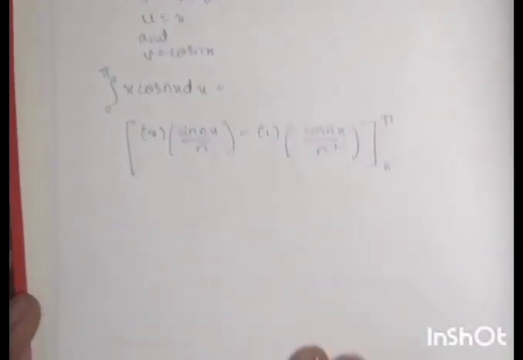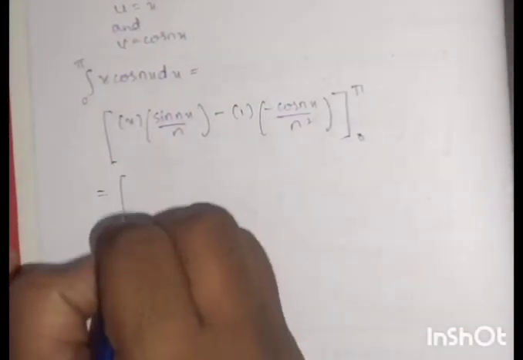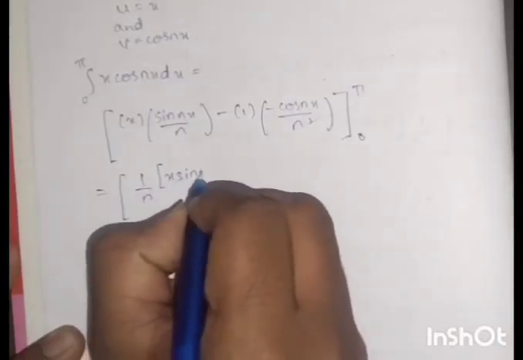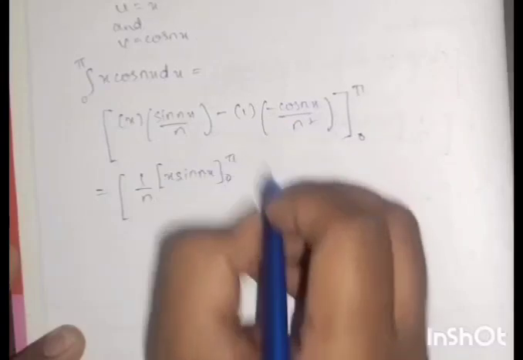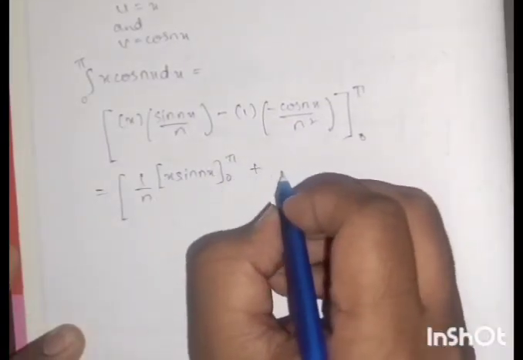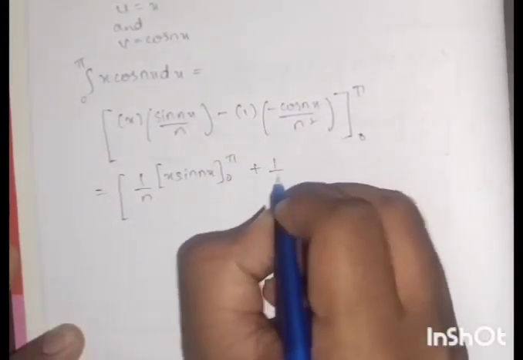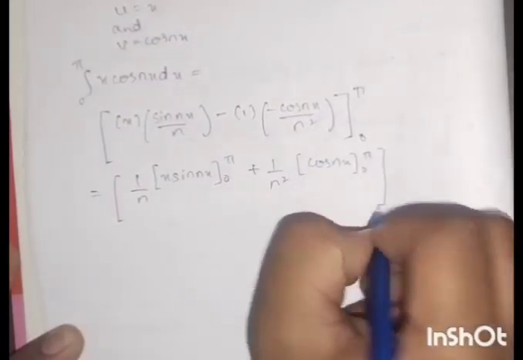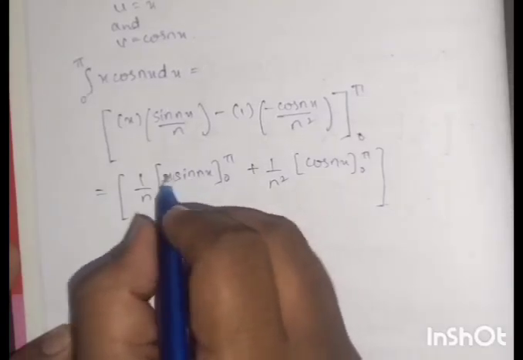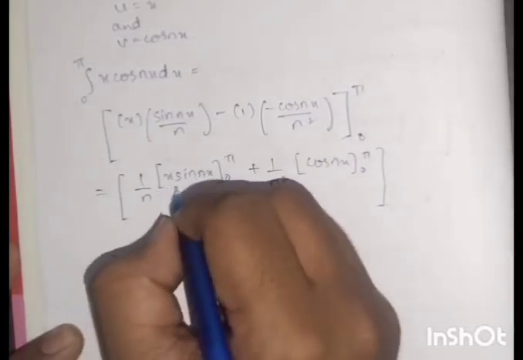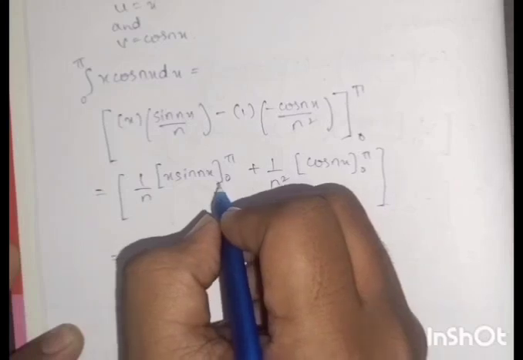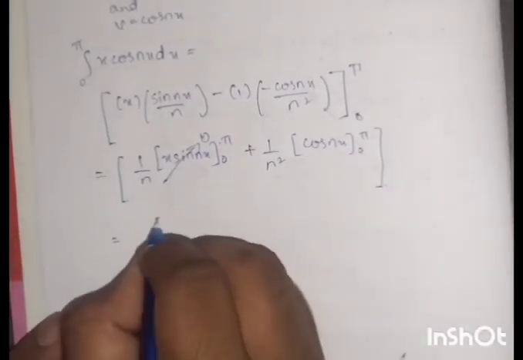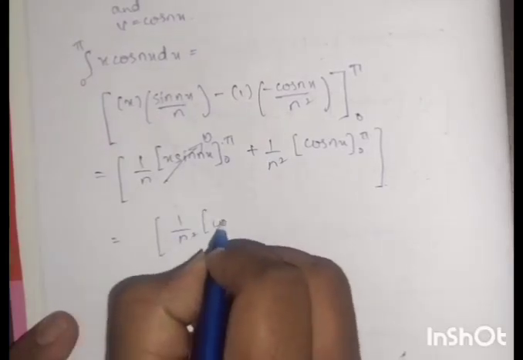Limits are 0 to pi. Taking the constant term outside, sin nx from 0 to pi, so minus minus should be taken outside, it will become plus 1 by n square, which is constant outside, cos nx from 0 to pi. Applying the limit, we have already seen in the previous question, sin n pi is also 0, sin 0 is also 0, so we are eliminating this term. Now only applying 1 by n square cos nx.